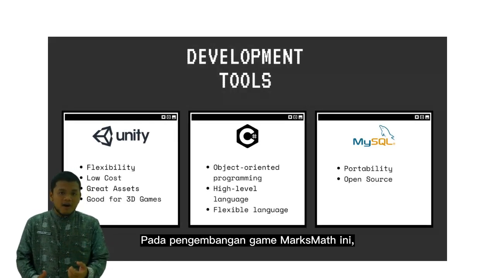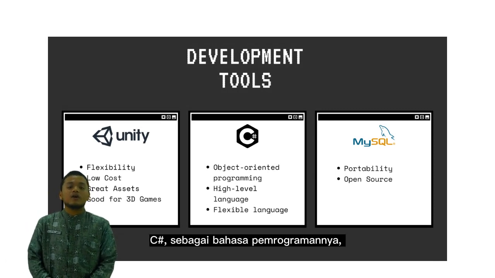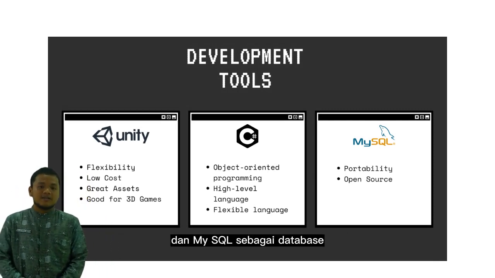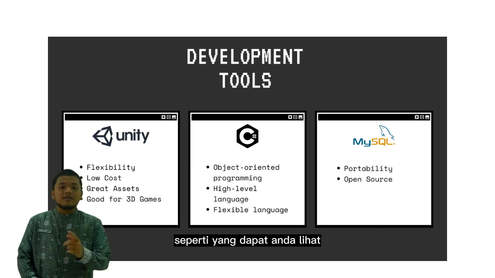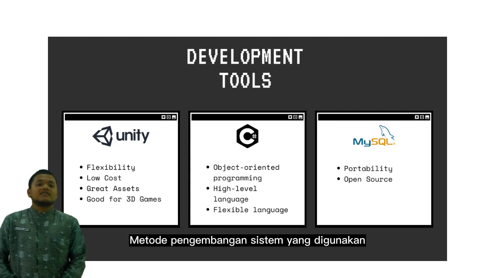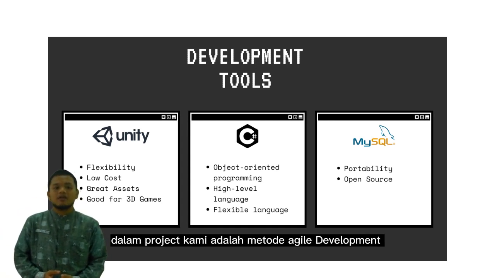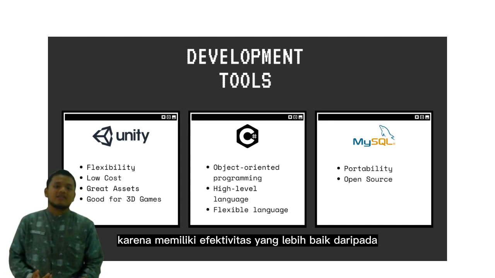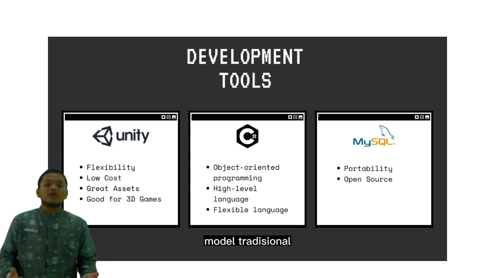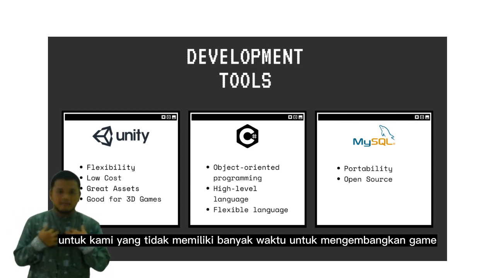In the development of the Muxmat game, we use Unity as the game engine, C# as the programming language, and MySQL as a database management system. As you can see, the reasons why we chose the following are mentioned in the slide. The system development method that is used in our project is the agile development methodology because it has better effectiveness than the traditional model, which is perfect for us who don't have much time to develop the game.